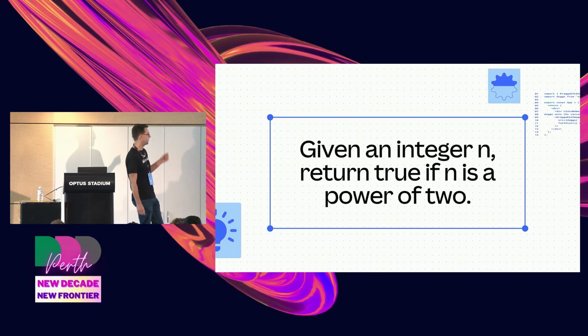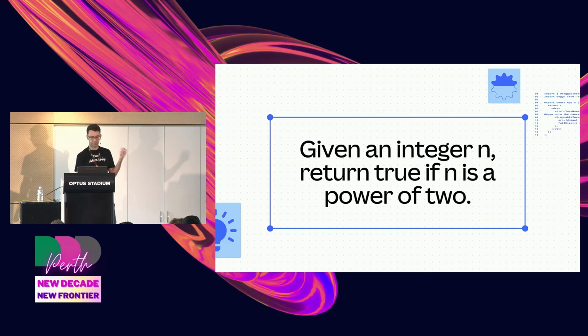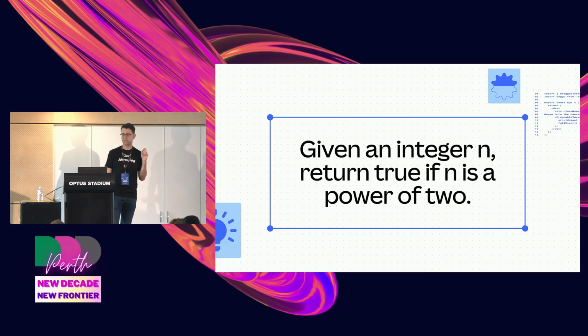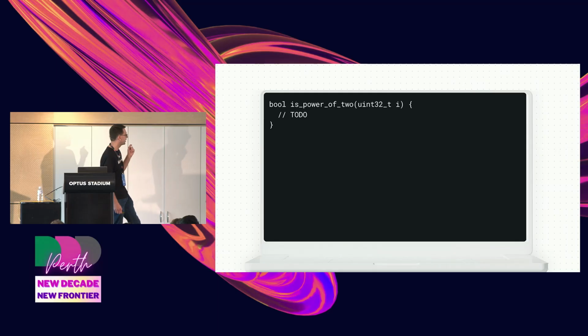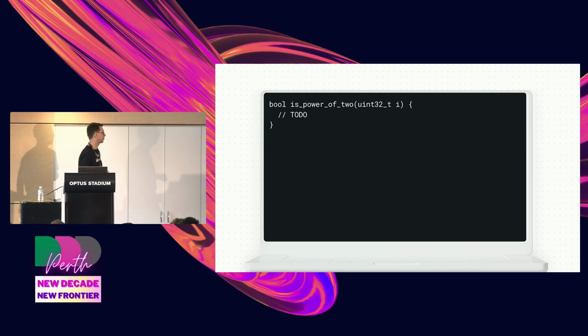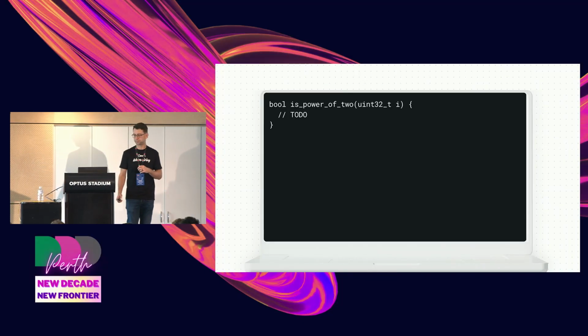20 years ago, if you interviewed at a tech company, you may have been asked a question like this. And it seems a pretty simple question. Given an integer n, return true if n is the power of 2. Let's make it a bit more specific. We'll say that our input n is an unsigned 32-bit int. Now there's many ways you can answer this question, and I'm sure you can think of some. So let's take a couple of looks at them.